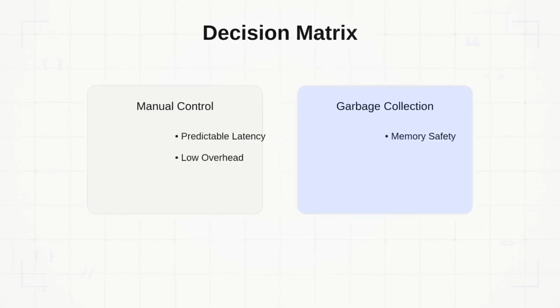So, which is better? Like most things in engineering, it depends on your constraints. Manual memory management is the choice for systems where every microsecond and every byte counts. Think operating system kernels, game engines, and embedded systems. Garbage collection is the choice for productivity and safety, powering the vast majority of business applications and web services, where developer velocity is more valuable than raw hardware efficiency.